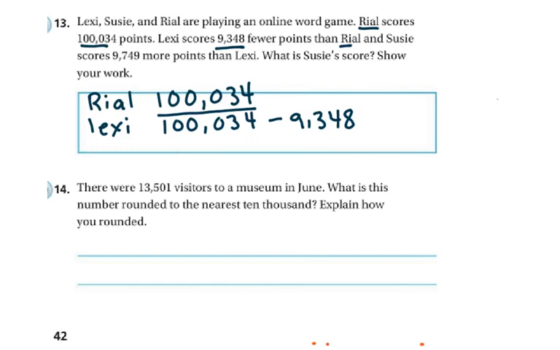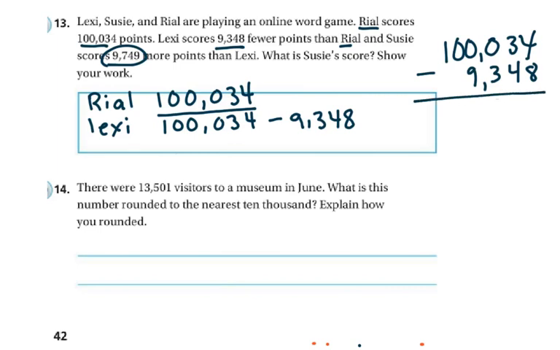Then it says Susie scores 9,749 points more than Lexi. Okay, well, first of all, let's find out how much Lexi scored. So 100,034 minus, make sure you line up your place values. Super important. I know I keep saying that, but it really is important. All right, so let's find out how much Lexi scored.